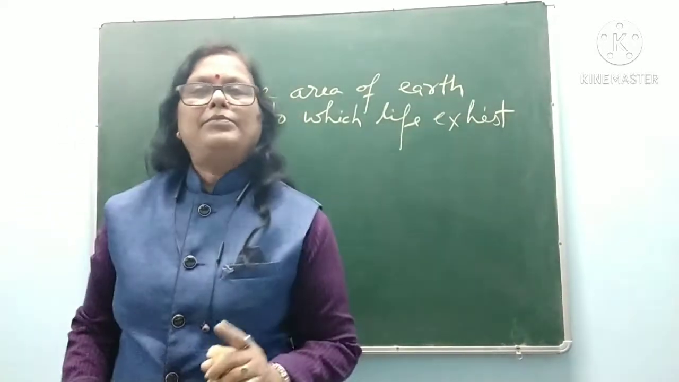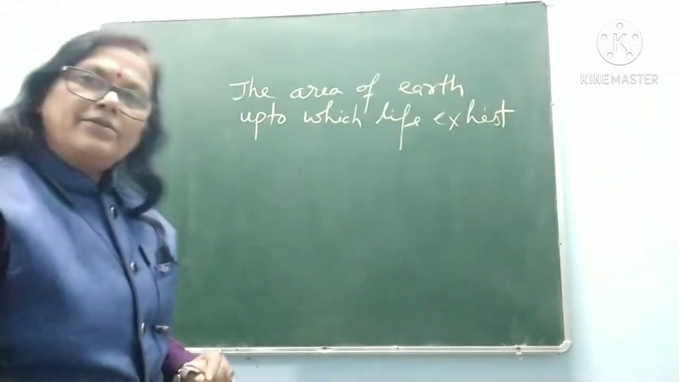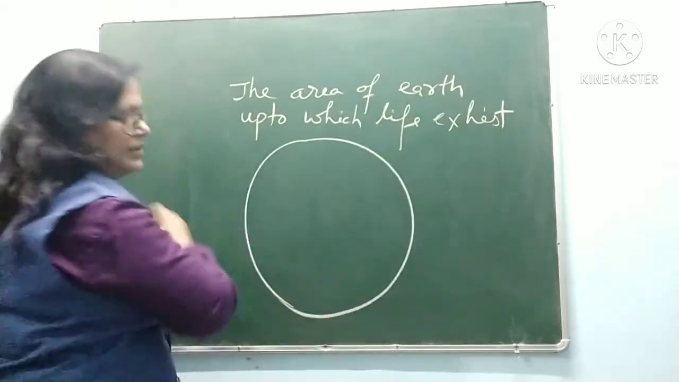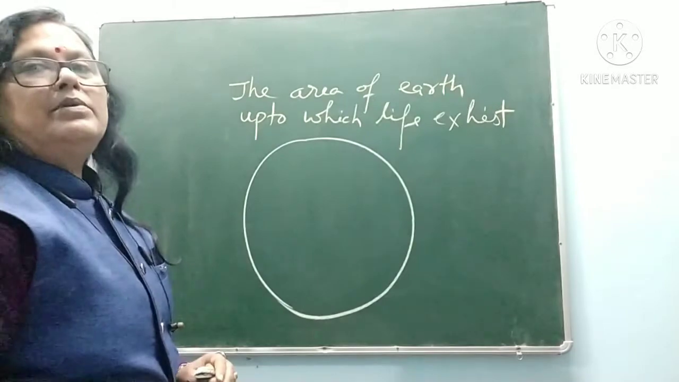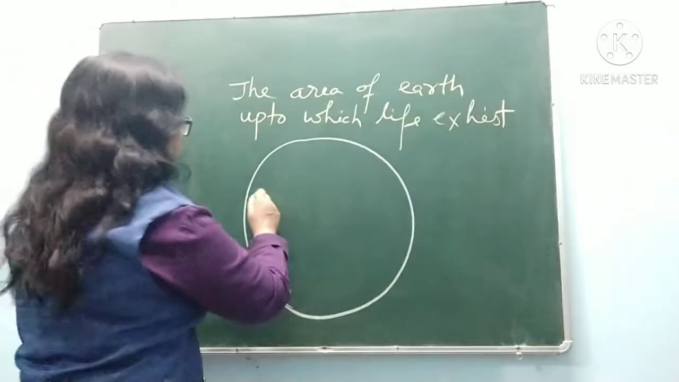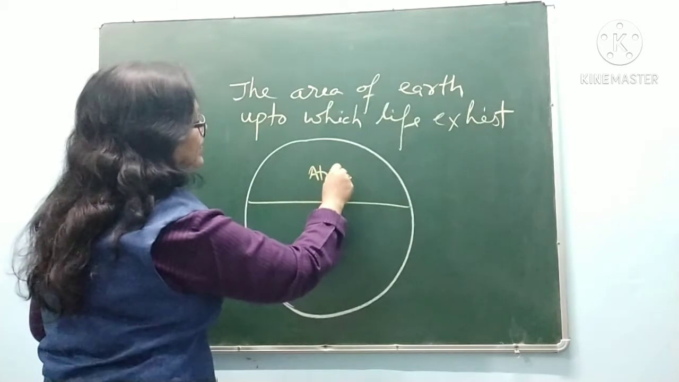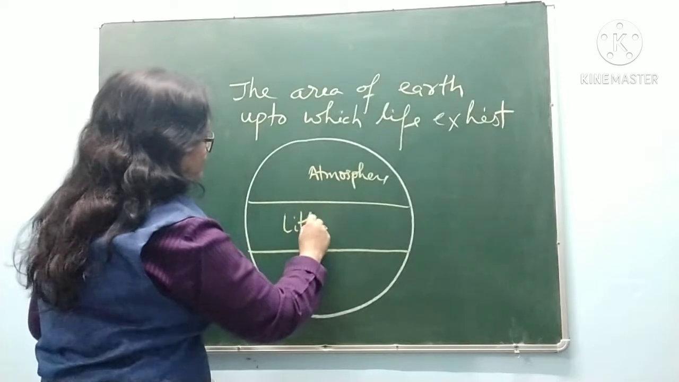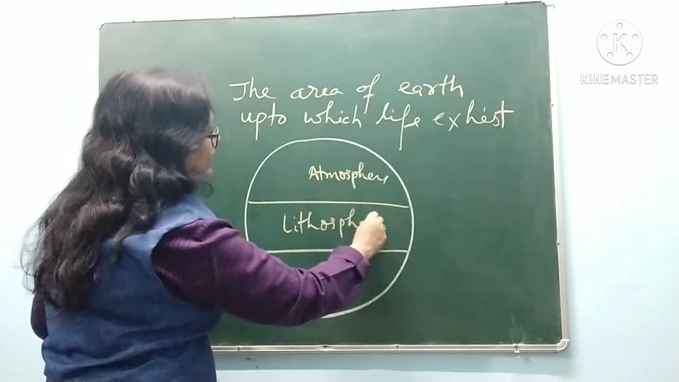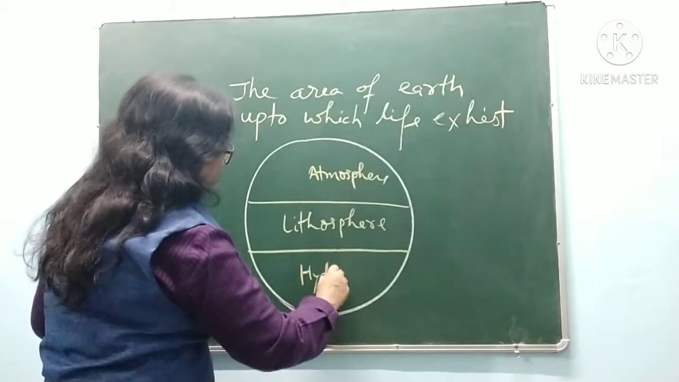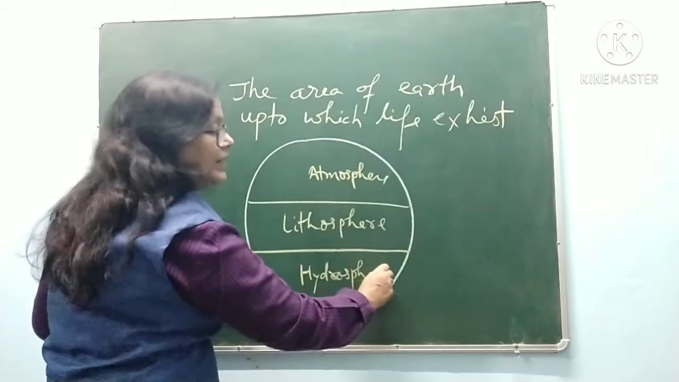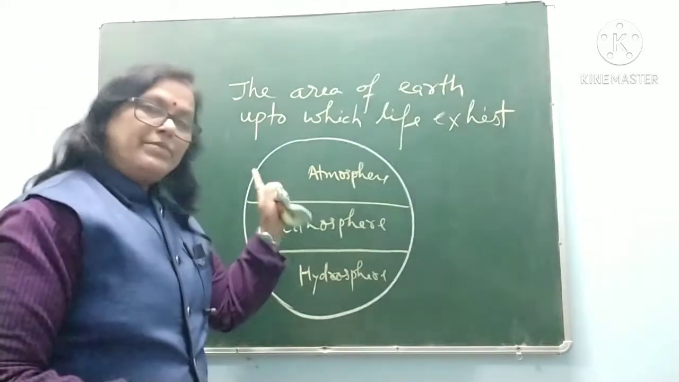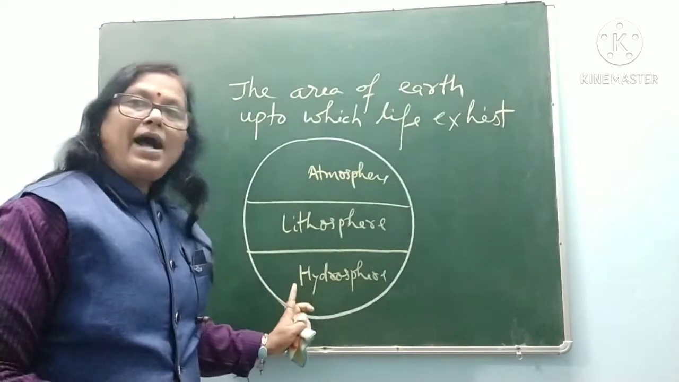Area of earth up to which life exists is known as biosphere. If you see earth, and you all know earth is divisible into three parts: atmosphere, lithosphere, as well as hydrosphere. Okay? You may divide earth into three major parts: atmosphere, lithosphere and hydrosphere.